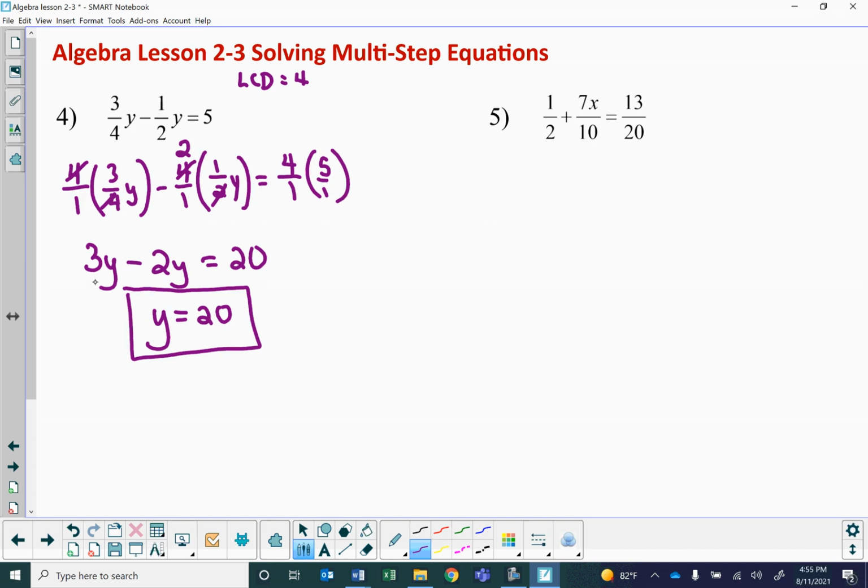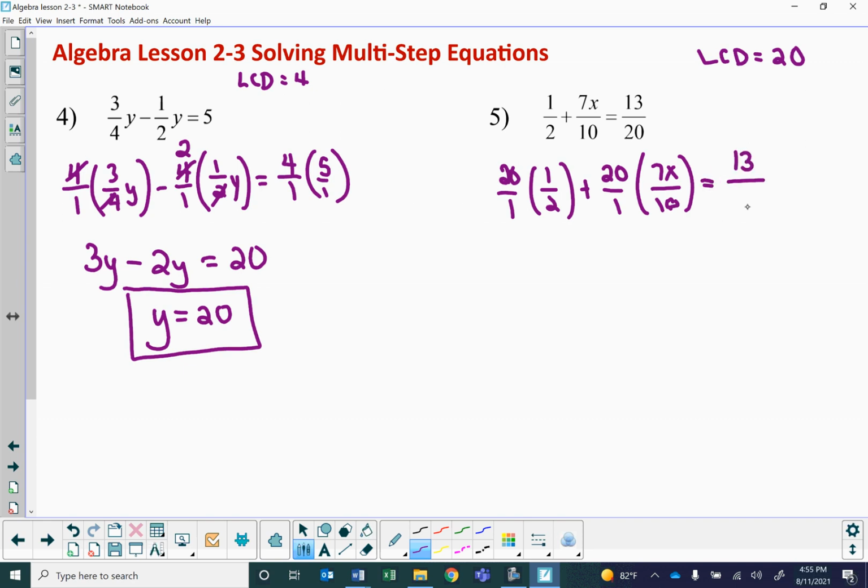Number 5, my least common denominator here is going to be 20. So I'm going to multiply each one of these by 20. So 20 over 1 times 1/2 plus 20 over 1 times 7x over 10 equals 13 over 20 times 20 over 1. I don't know why I did 20 over 1 last instead of first, but it doesn't really matter because multiplication is commutative. Order doesn't matter.